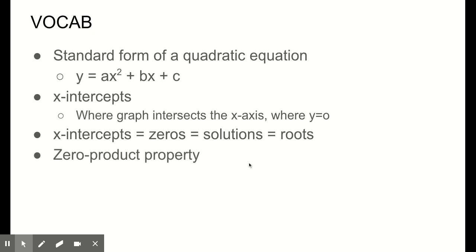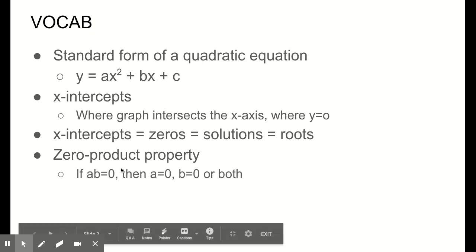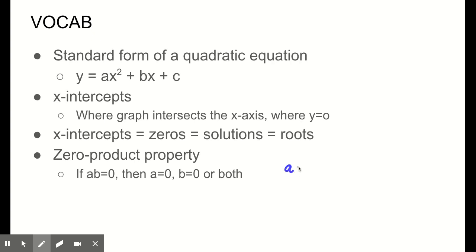We have the zero product property. The zero product property states that if A times B is equal to 0, then A must equal 0, or B must equal 0, or both. So if you think about it, if you multiply 2 numbers together to equal 0, one of those numbers has to be 0 in order for you to get 0 when you multiply.